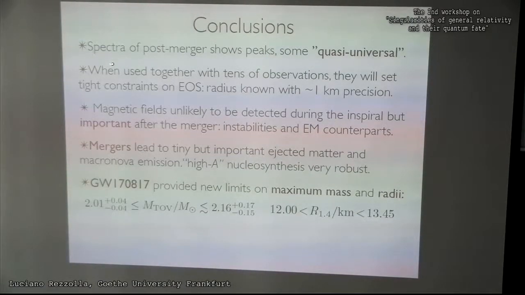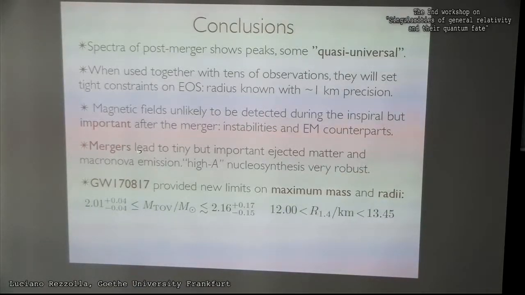I've shown you that the spectra of post-merger binary neutron star signals have peaks, and some of these are quasi-universal. I've also told you that if you put this together with tens of observations, maybe in the next 5 to 10 years, we will know the radius with about kilometer precision, so 10%. I've shown you the magnetic fields, I haven't shown you, but trust me, they are unlikely to be detected during the inspiral, but they are important after the merger because they can lead to instabilities and electromagnetic counterparts.